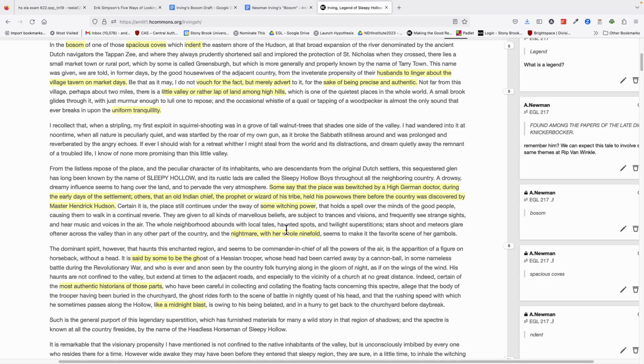I have to skip up in a second. "Haunted spots and twilight superstitions; stars shoot and meteors glare oftener across the valley than in any other part of the country, and the nightmare, with her whole ninefold, seems to make it the favorite scene of her gambols."